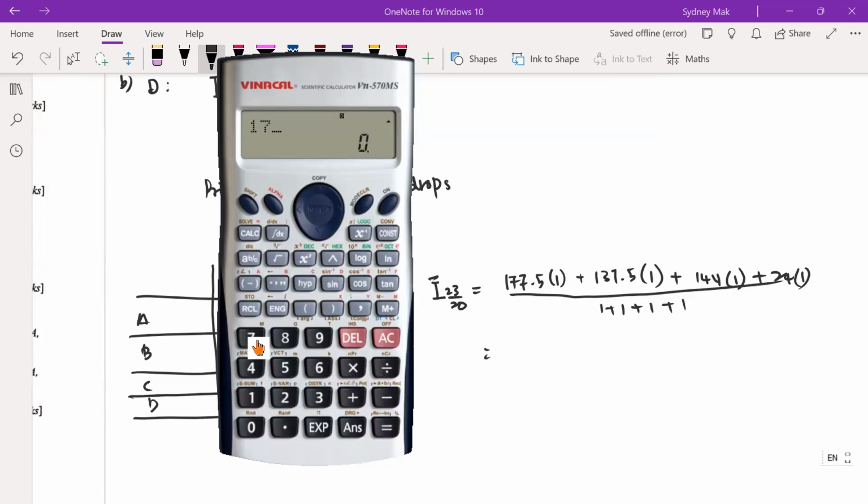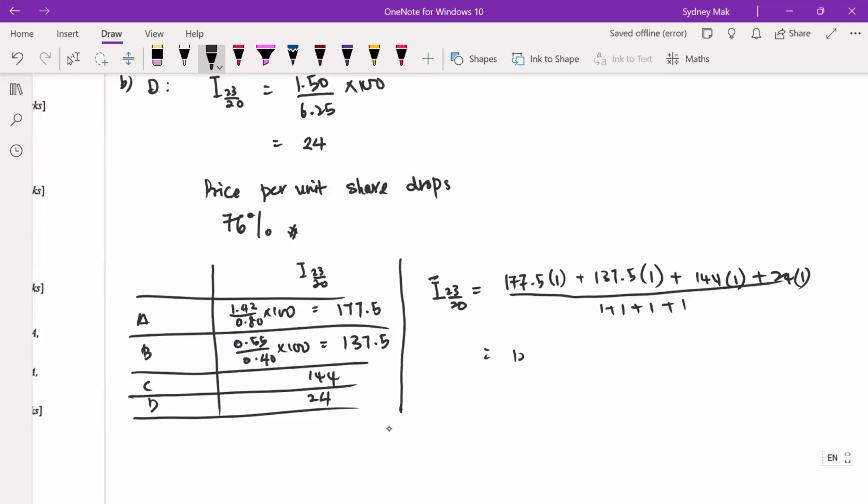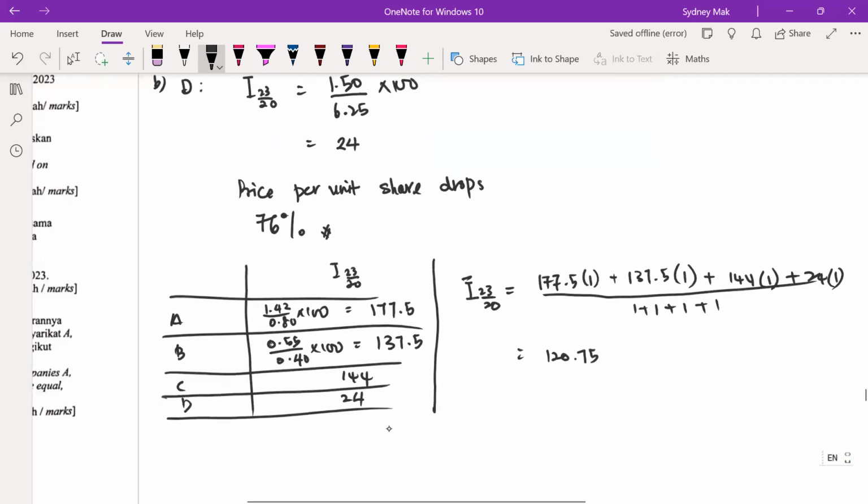Okay, 177.5 plus 137.5 plus 144, and then plus 24. And all in all, we divide by 4. Therefore, the price index is 120.75. So overall, based on 100%, she still earned 20.75%.